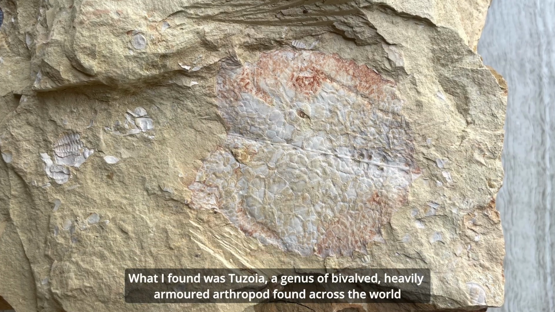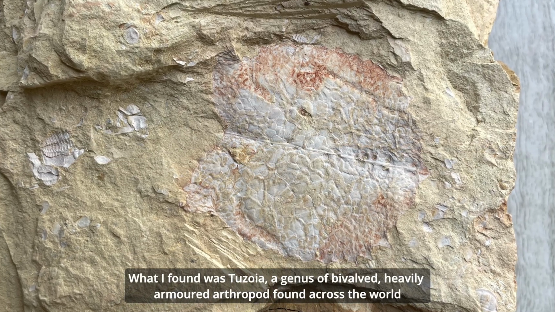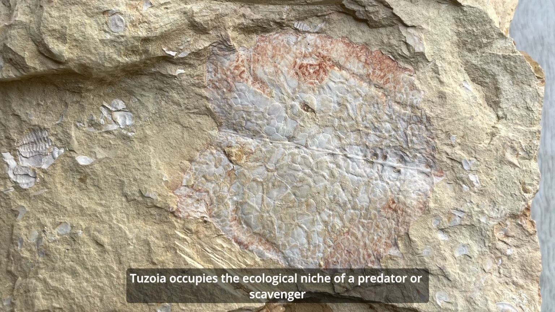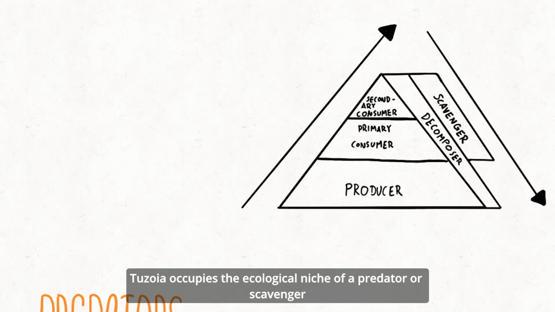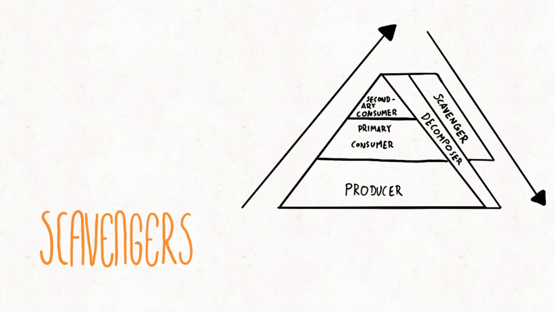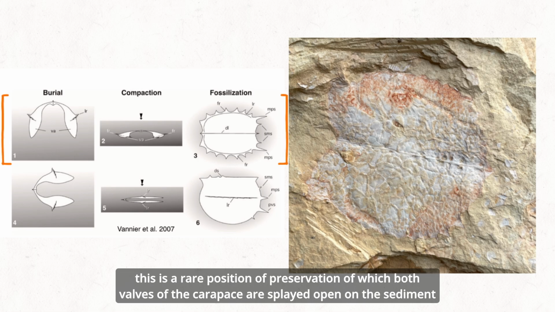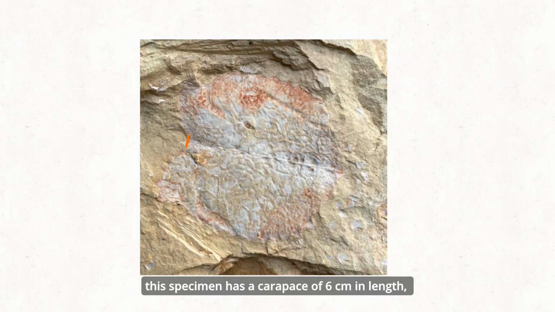What I found was Tizoia, a genus of bivalved, heavily armored arthropod found across the world. Tizoia occupies the ecological niche of a predator or a scavenger. This particular specimen, Tizoia sinensis, is in the butterfly orientation. This is a rare position of preservation, of which both valves on the carapace are splayed open on the sediment. This specimen has a carapace of 6 cm in length.